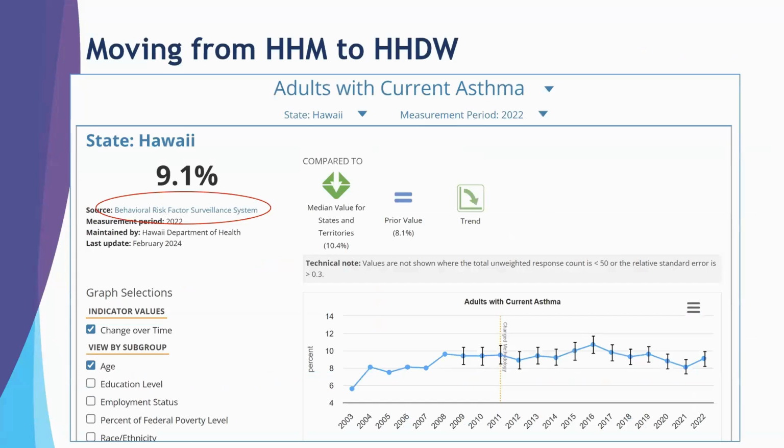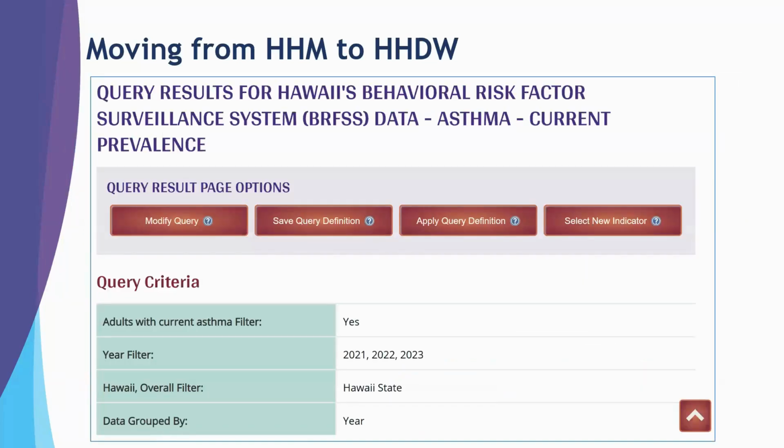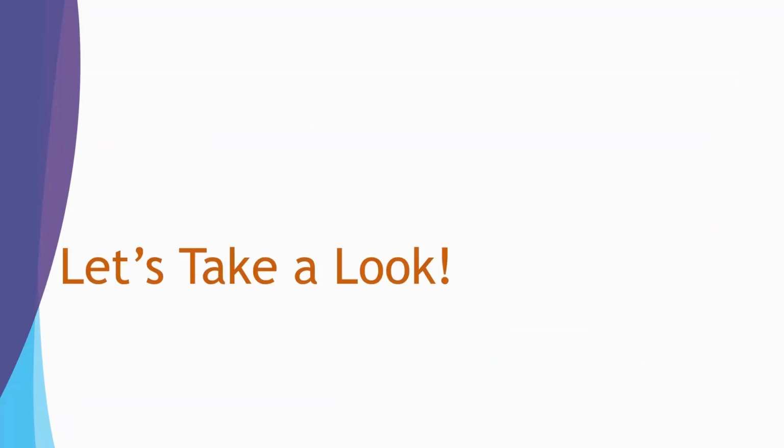Before we go to the demo, I want to highlight one way you can easily move from Hawaii Health Matters to HHDW. When you're looking at an indicator in Hawaii Health Matters that is from one of the data sources we have in HHDW, the source will be hyperlinked. Clicking on that link will take you to that specific indicator in hhdw.org. You'll see the default report showing the 3 most recent years of data for the state, and from here you can select a modified query to begin exploring the data in more detail.